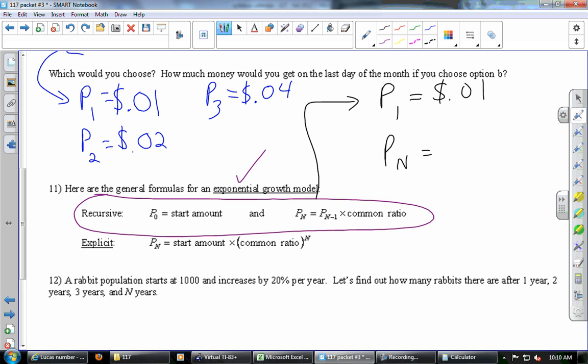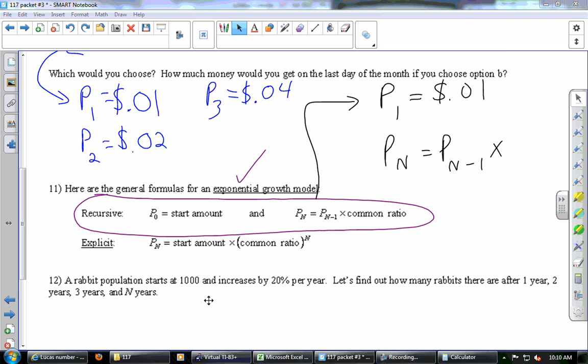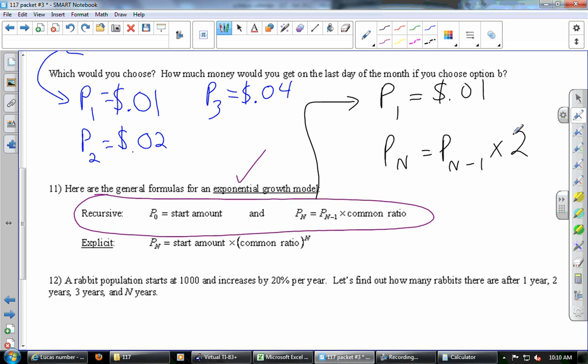It says here you take Pn minus 1 and you multiply by something I haven't even defined yet, the common ratio. What did we multiply by over and over again in this money example? We kept multiplying by 2, didn't we? That's what we did, times 2 times 2. So the common ratio for us is 2 because we kept multiplying by 2. And let's see if we buy that formula.